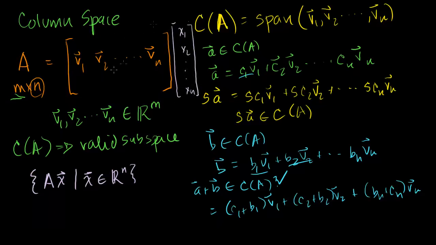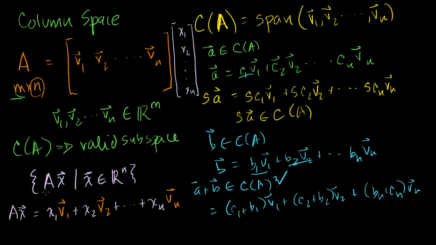What is Ax? Well, Ax could be rewritten as, and we've seen this before, Ax is equal to x1 times v1 plus x2 times v2 all the way to plus xn times vn. Right? We've seen this multiple times. This comes out of our definition of matrix vector products.